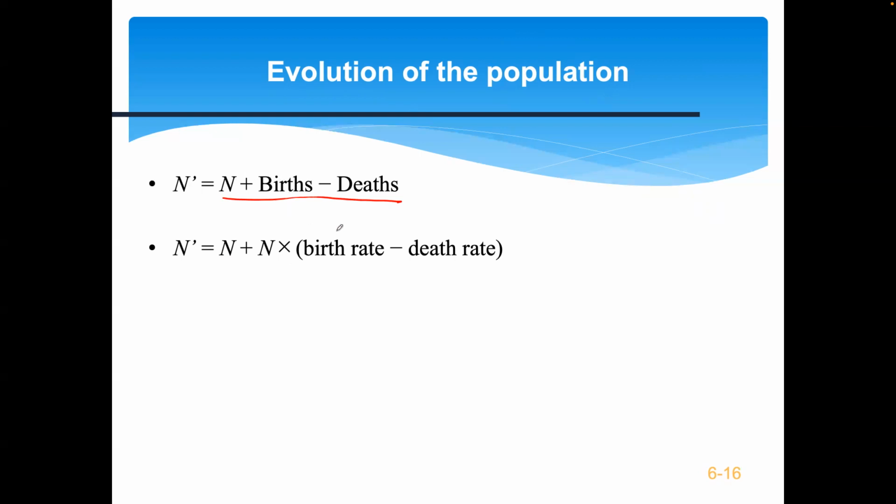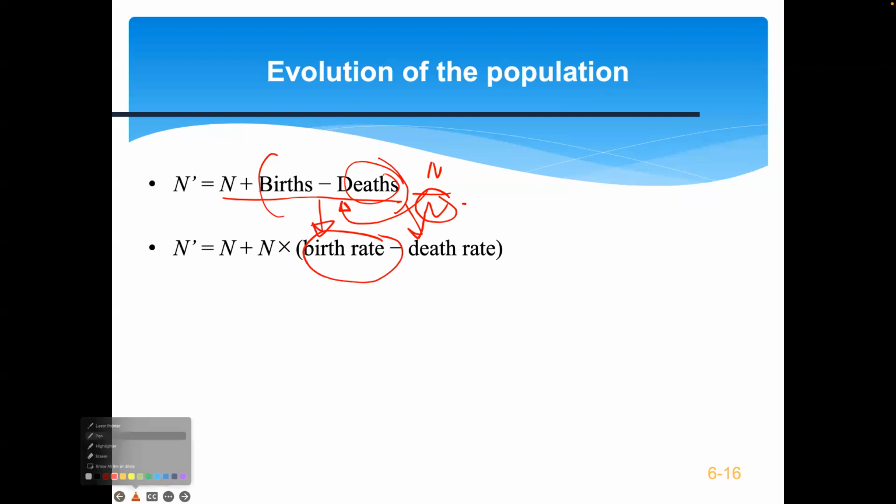Now we can convert everything in terms of ratios. The way we do it is very simple. These two terms, we multiply by N and divide by N. Now this N goes here, and this as the denominator goes here. Birth divided by N gives you the birth rate. Death divided by N gives you the death rate. And then we end up with this simple equation.